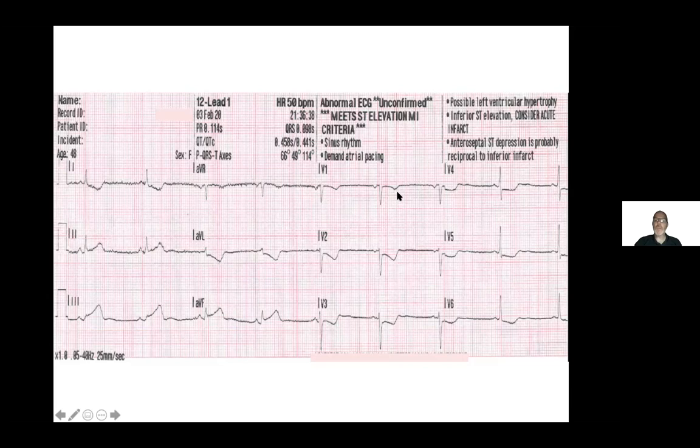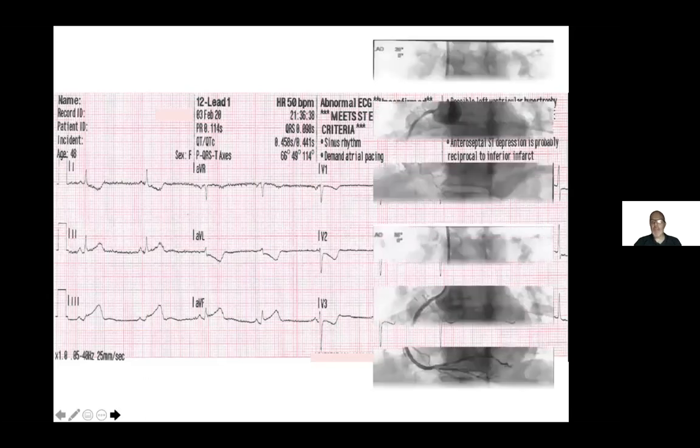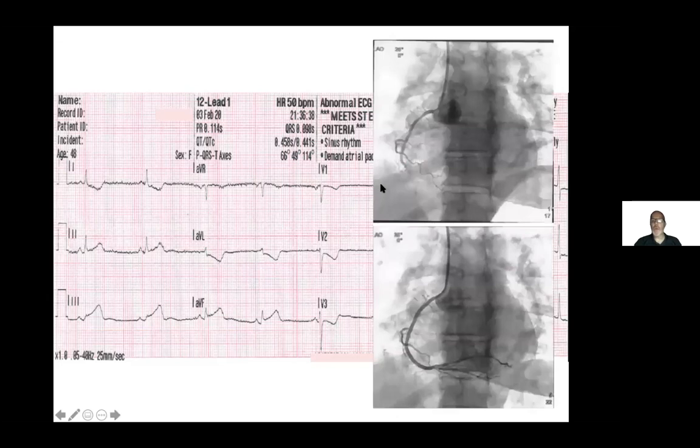I also see some reciprocal ST depression out here in V1, V2, and V3. Now look at it. I'll give the computer kudos here. It's using anterior ST depression and reciprocal. So good for it, because that's exactly what that is. It's a reciprocal change. That is not isolated anterior ischemia. So what did the cath image show on this? It showed 100% right coronary occlusion, completely stumped off right here, and then that patient was able to be reperfused.